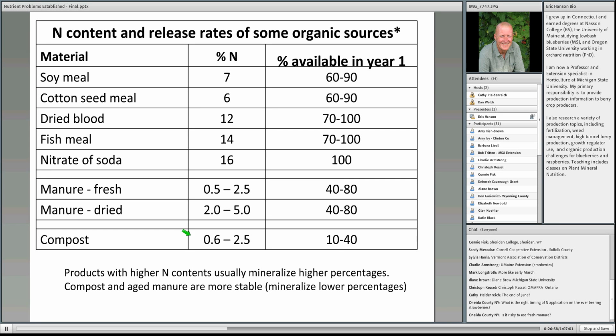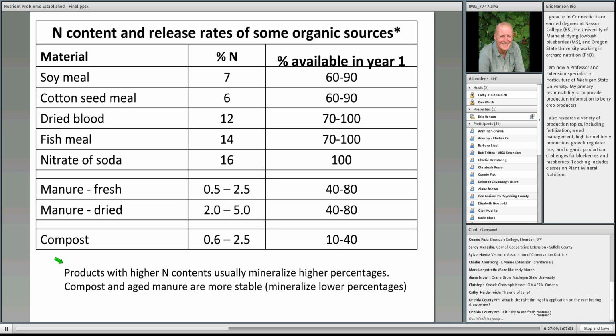So those are generalities, but I think a good rule of thumb is these products with higher nitrogen contents usually mineralize higher percentages of the nitrogen during the course of the first year. And then any compost or aged manures, for example, tend to be more stable and tend to mineralize and make available lower percentages of the nitrogen during the course of one year.